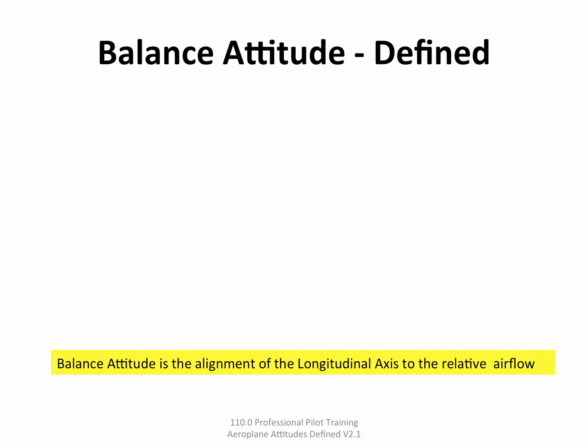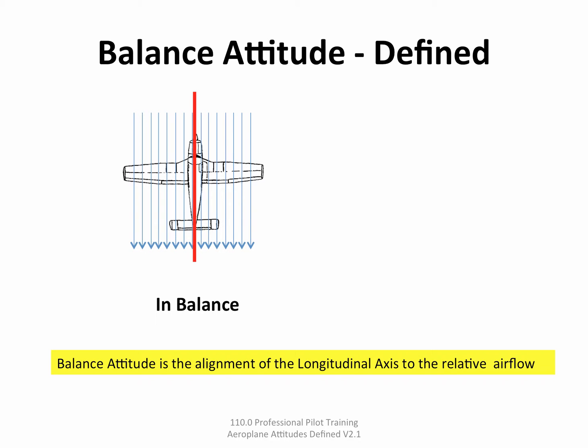The balance attitude is defined as the alignment of the longitudinal axis to the relative airflow. In this diagram, the aeroplane is in balance because the heading and the longitudinal axis is parallel to the relative airflow.